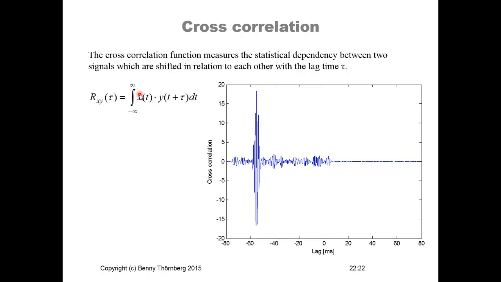Then we can make a plot of the lag time tau on one axis and the cross-correlation on the other axis. We can see that if we have a lag of about minus 55 milliseconds, then we will have an increased response, which indicates that this is the position where we have the reflection from the object, and a lag time, meaning a time of flight, of 55 milliseconds. So this was the application of radar and the use of cross-correlation.